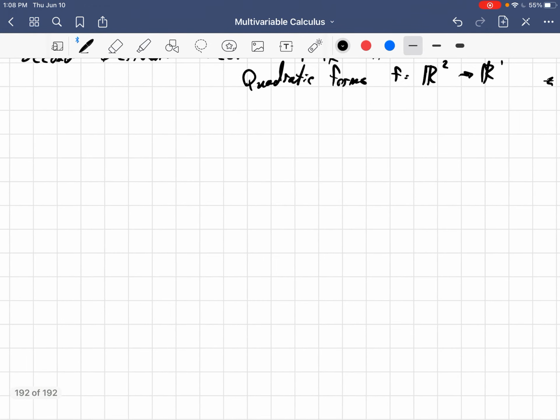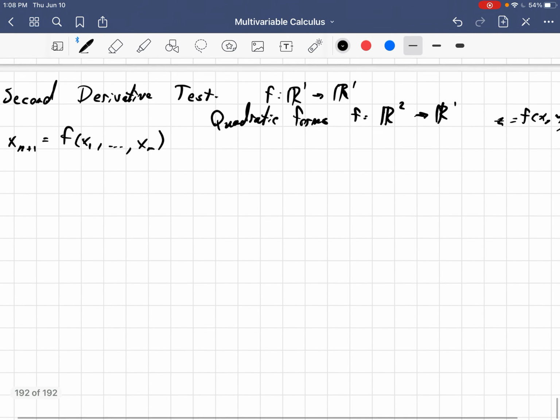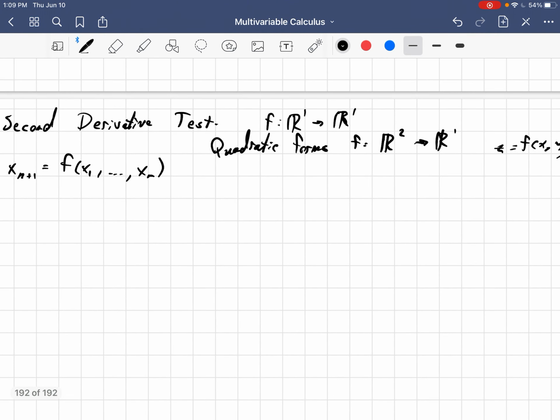Today I'm going to talk about functions of the form, say, x sub n plus 1 equals f of x sub 1 to x sub n. And I'm going to generalize this with the help of my friend, linear algebra. I think this is somewhat unexpected, but it's really very elegant.